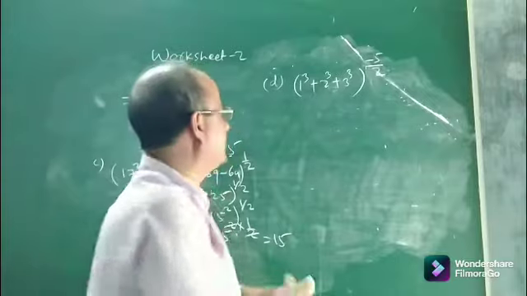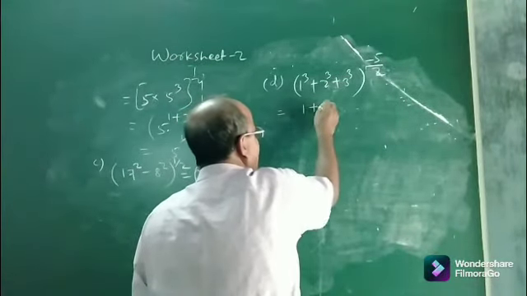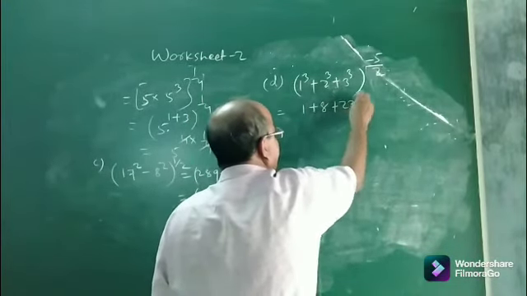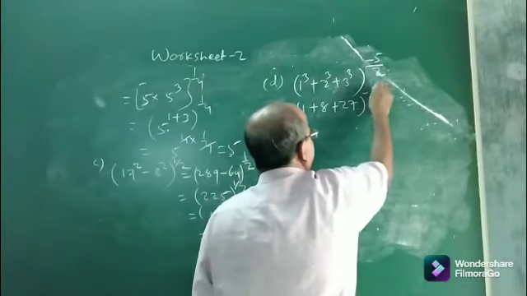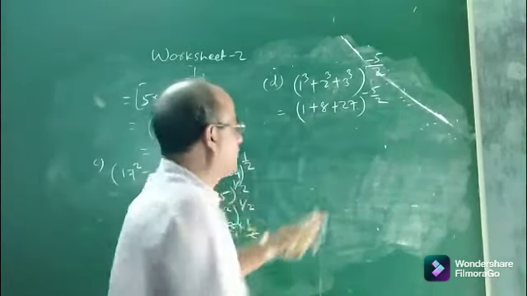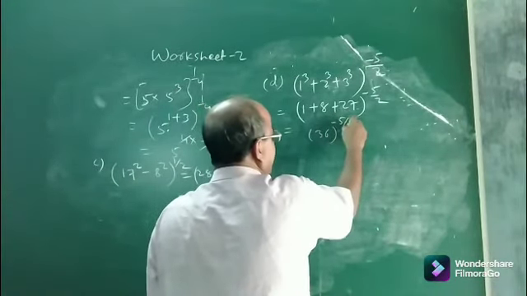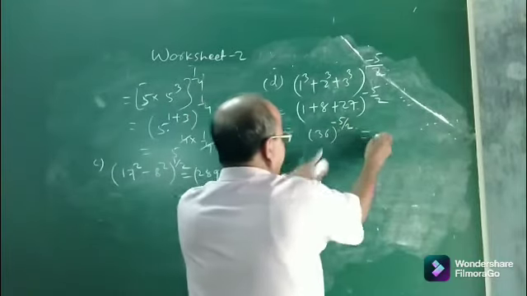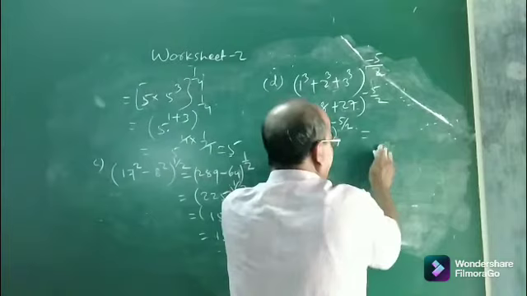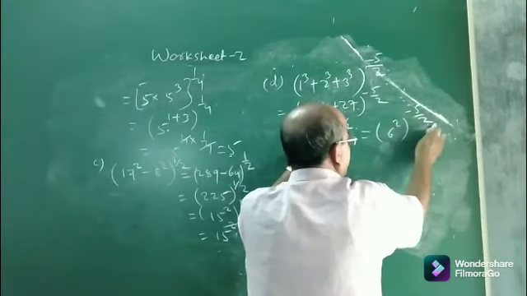How to evaluate this? Very simple. 1 cube is 1. 2 cube, you multiply 2 three times, it is 8. You multiply 3 three times, it is 27. Whole to the power minus 5 by 2. Now you add them, it will be 36. 36 to the power minus 5 by 2. Now 36, here look at the denominator. Here the denominator is 2. So 36 we can write as 6 to the power 2 whole to the power minus 5 by 2.